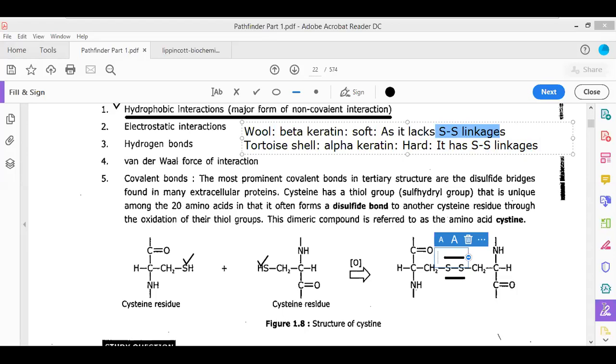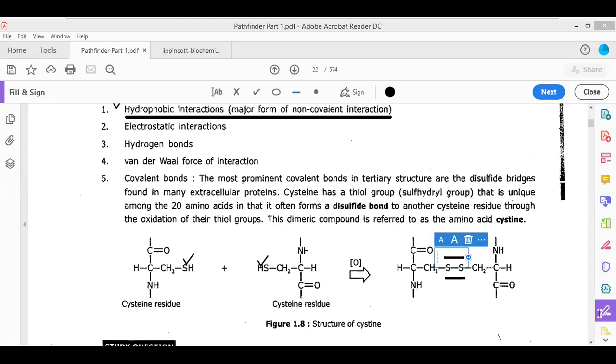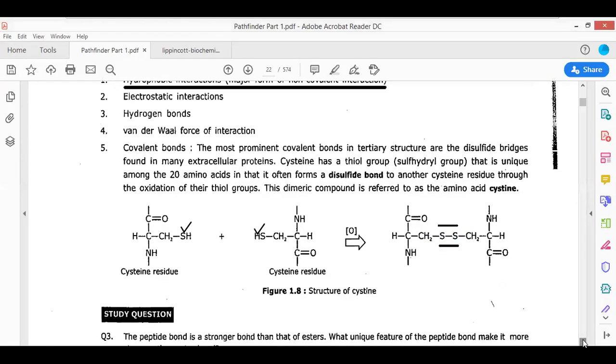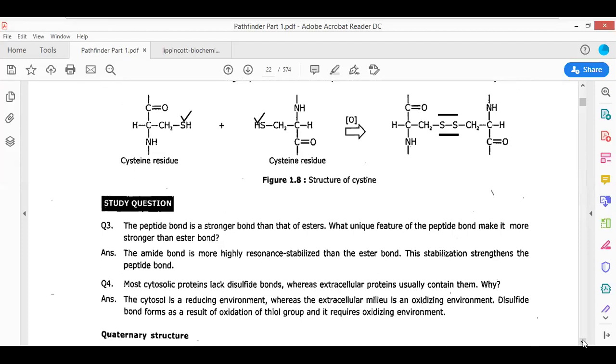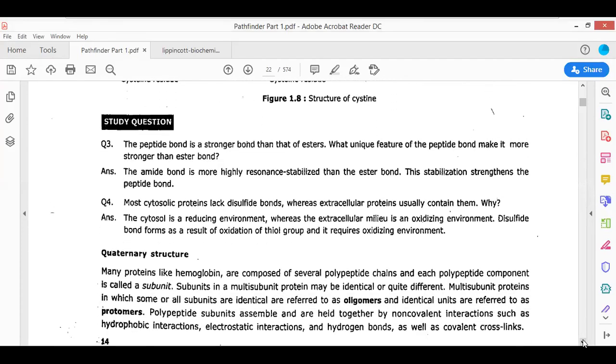Now, moving forward, just clear my drawings. Okay, just a second. Now we are going to move forward and look at this certain questions which have been asked.